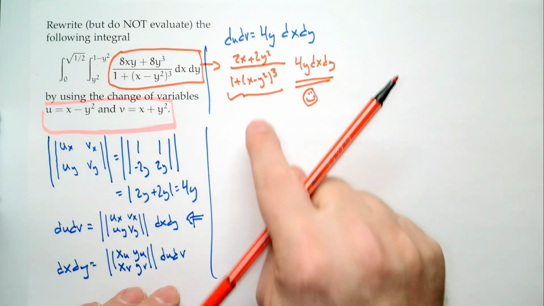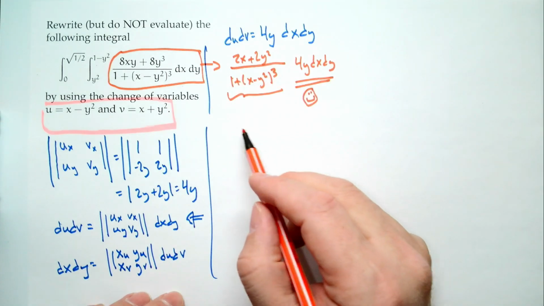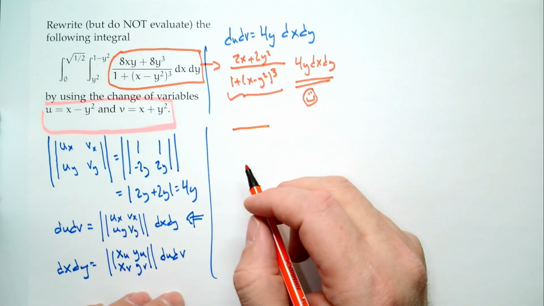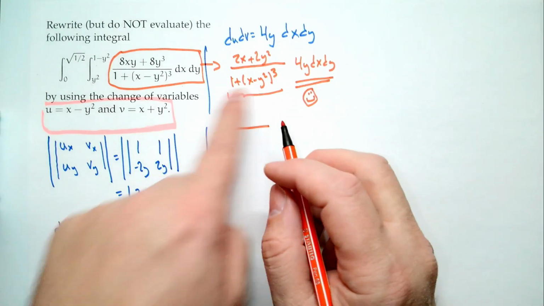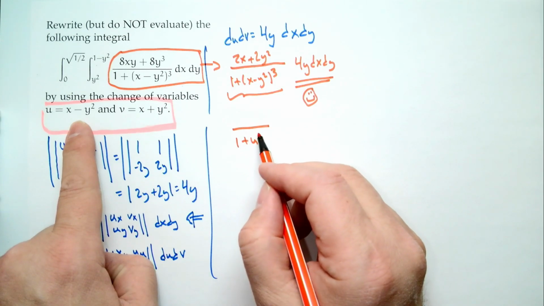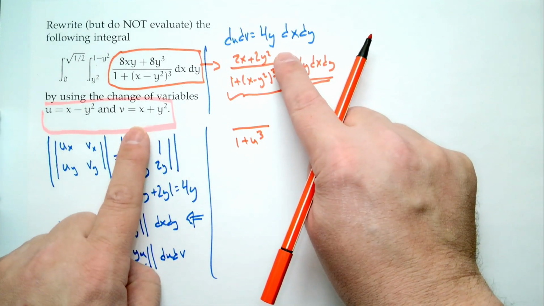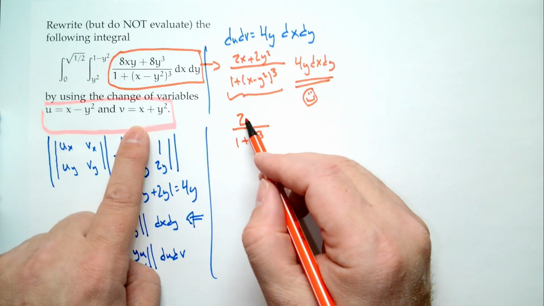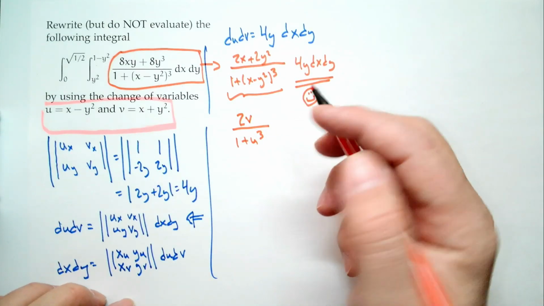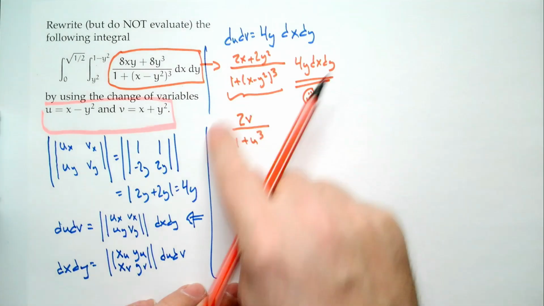So let's start with the denominator. What can we do to rewrite this in terms of just u's and v's? It's u, right? So it becomes 1 plus u cubed. Now how about upstairs? Yeah, 2v. You might say, 2v or not 2v? No, it's 2v, because you could pull a 2 out, then you get times x plus y squared, and x plus y squared is v. So that says this is what your function will become.